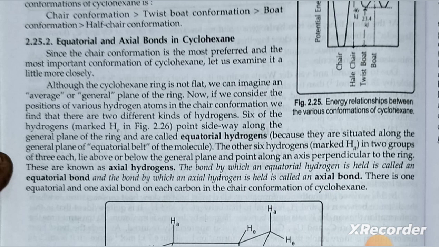and are called equatorial hydrogens because they are situated along the general plane or equatorial belt of the molecule. The other six hydrogens, marked Ha, in two groups of three each, lie above or below the general plane and point along an axis perpendicular to the ring. These are known as axial hydrogens. The bond by which an equatorial hydrogen is held is called an equatorial bond, and the bond by which the axial hydrogen is held is called an axial bond. There is one equatorial and one axial bond on each carbon in the chair conformation of cyclohexane.